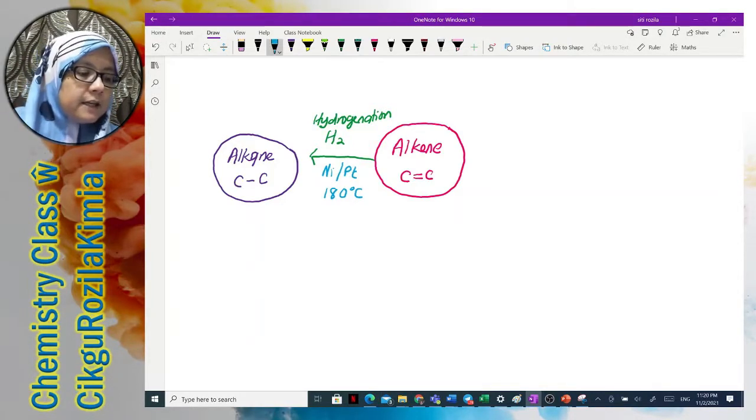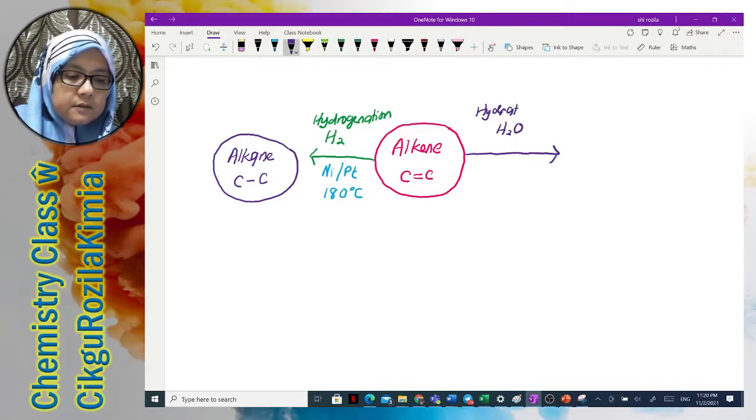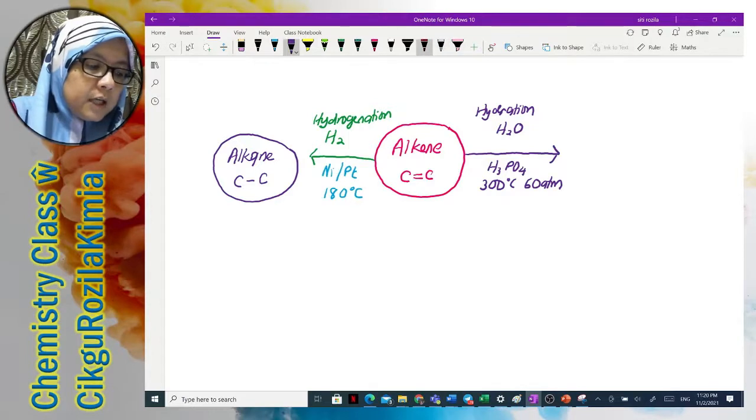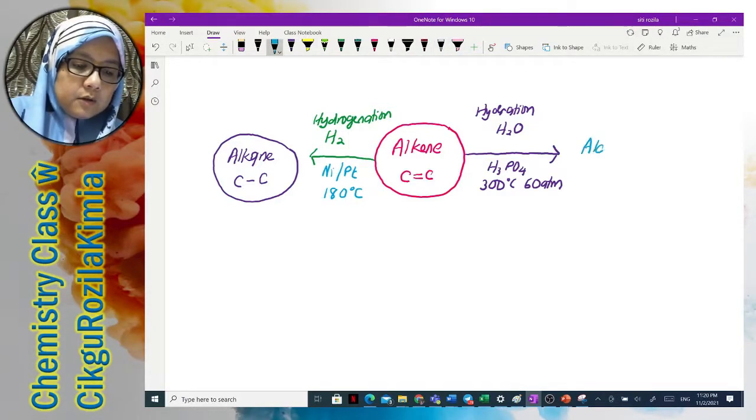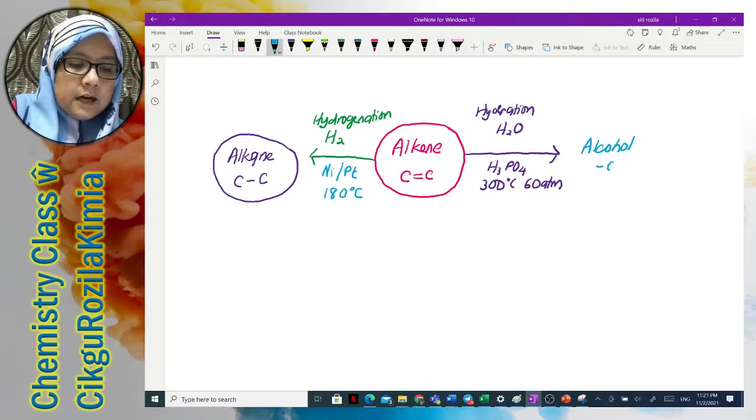The next interconversion in the chemical properties of alkene is when alkene undergoes addition reaction with water. This reaction is known as hydration. This reaction needs phosphoric acid as catalyst. The temperature is 300 degrees Celsius at 60 atmospheres. The product that will be formed is alcohol. The functional group of alcohol is hydroxyl.